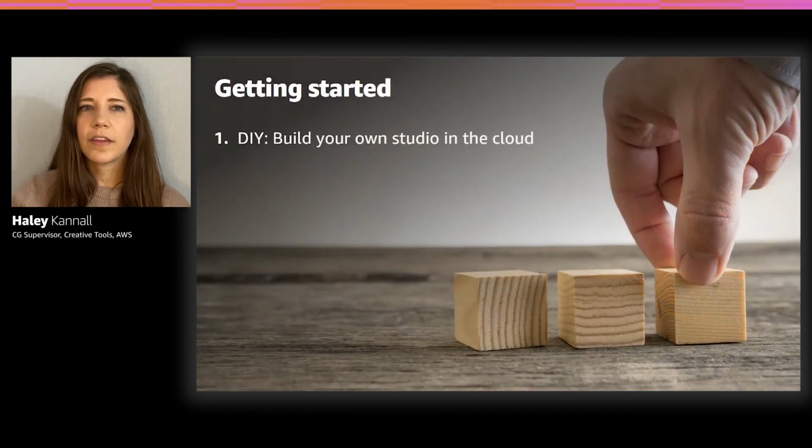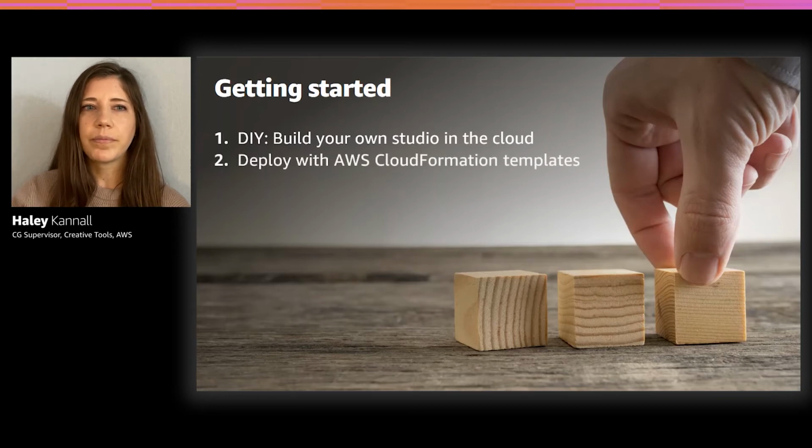The first path is a self-guided set of tutorials for people who want to learn to build a cloud studio themselves. This solution results in workstations, storage, and a render farm. And then the second path is an automated template that helps you to easily deploy your first virtual workstation for testing content creation on AWS. Let's take a look at the first option.